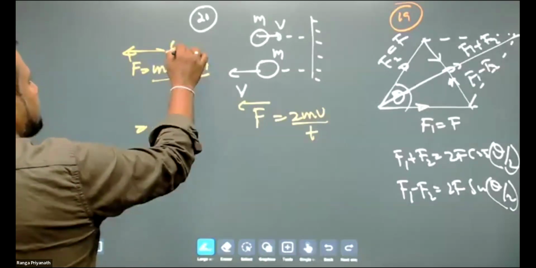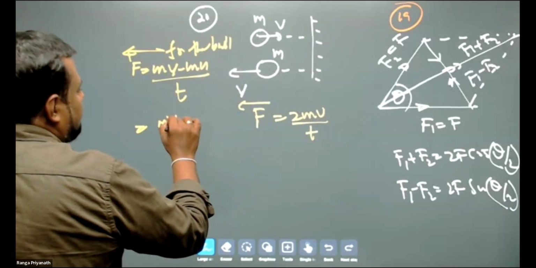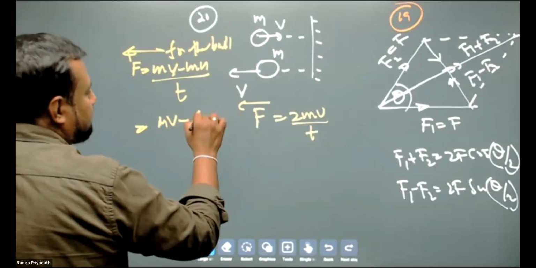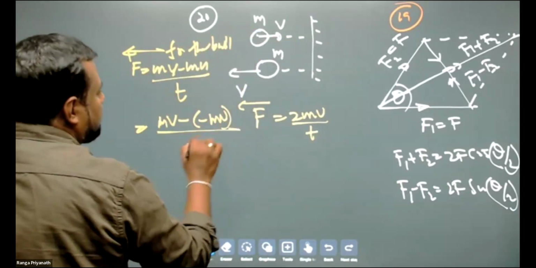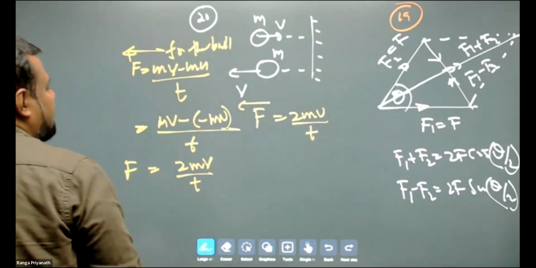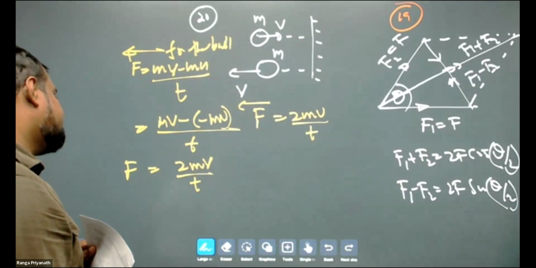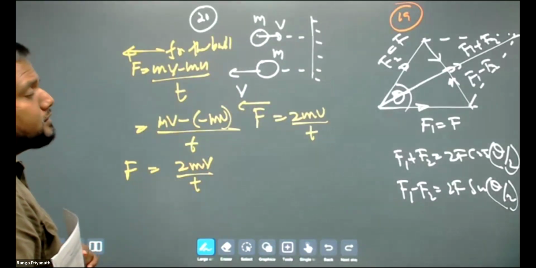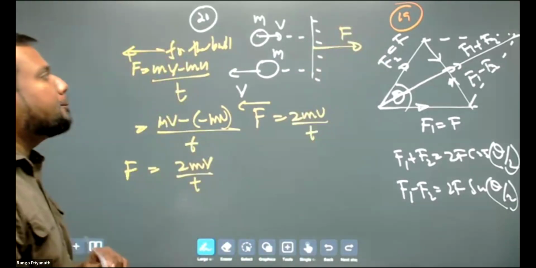For the ball I'm using mv minus mu, that is, minus mv again, because the direction needs to be opposite, divided by time: 2mv divided by t. F is that answer, 2mv divided by t. For the ball, that is 2mv divided by t. The same force applies to the bat as well.